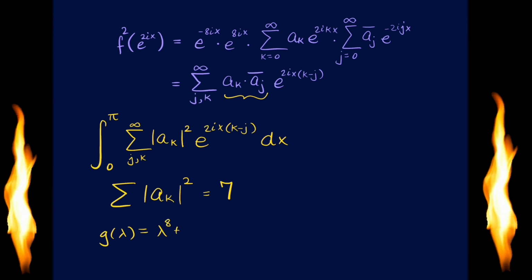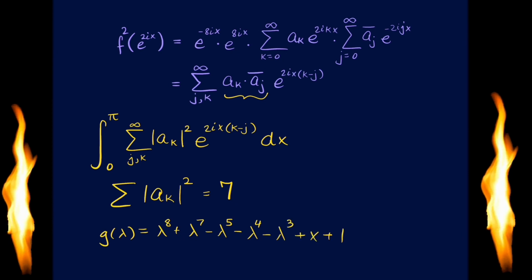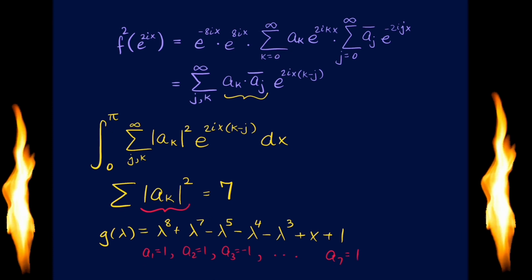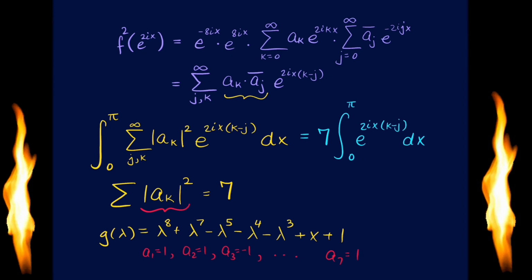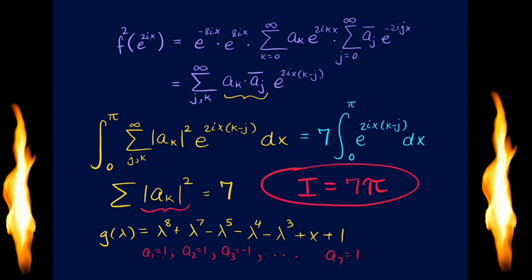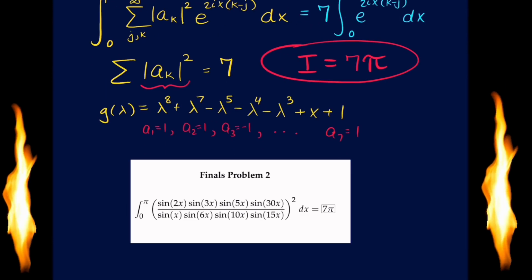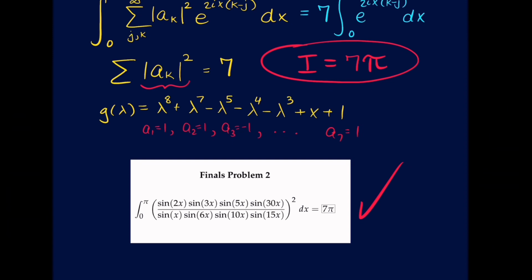Let me just write it out here. G of lambda was lambda to the 8th plus lambda to the 7th, and so on. That was actually, if I also remind you, the cyclotomic polynomial of 30. So since there are 7 terms here, 7 coefficients, all equal to 1, when you sum them up, there's 7. So that's going to be a constant we can pull outside of the integral now. And so the integral of e to the 2ix times k minus j, summed over, would just now simplify to 7. So basically the integrand will go to 1, and then you'll integrate from 0 to pi of x, and that's just going to give you pi. So the integral is equal to 7 pi.